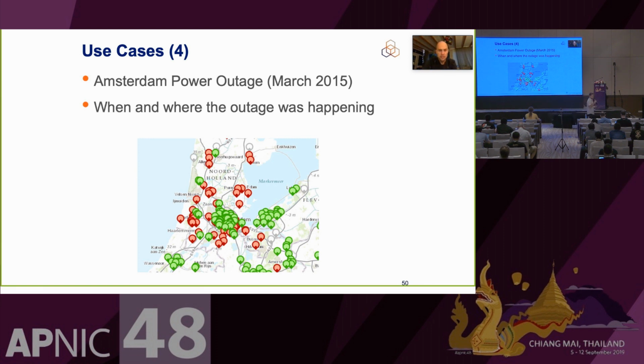If suddenly huge parts of a certain network go down, then it's a very strong indicator that something is wrong there. And in this case, it was a certain network provider that was affected by the power outage. And in this sense, you could see that.